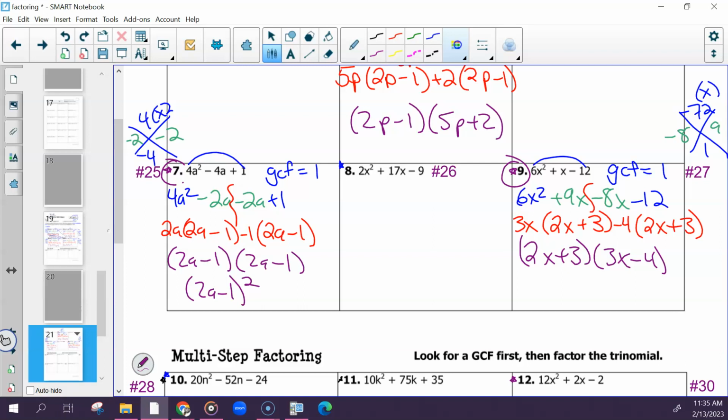Questions on that? Before we move on to some more challenging ones, how do we feel about this process overall? Good, I get this. Okay. I just need some more practice. Not good, I don't understand at all.